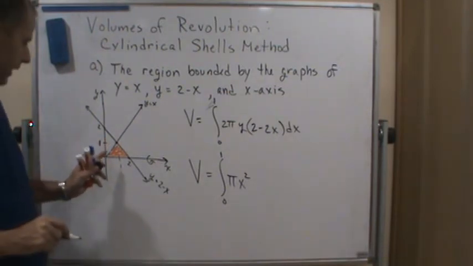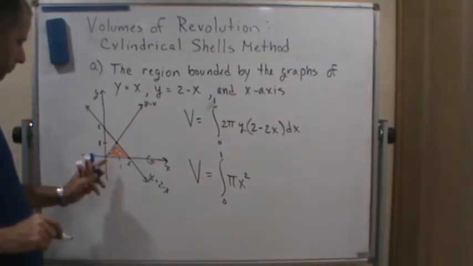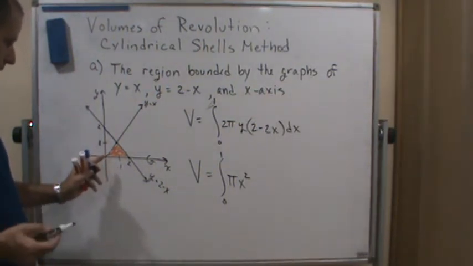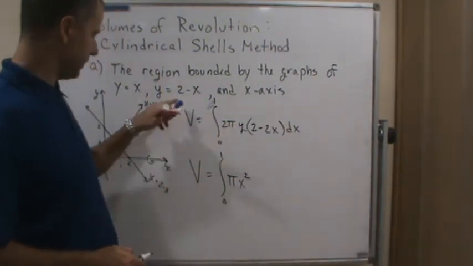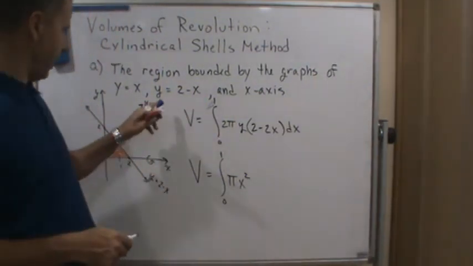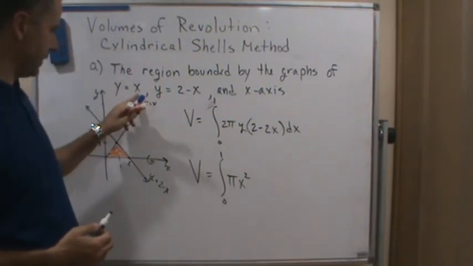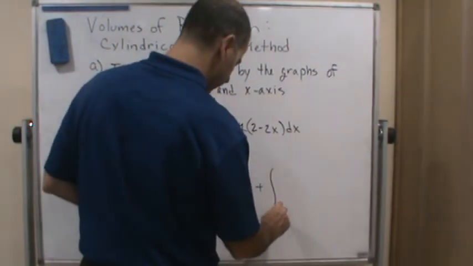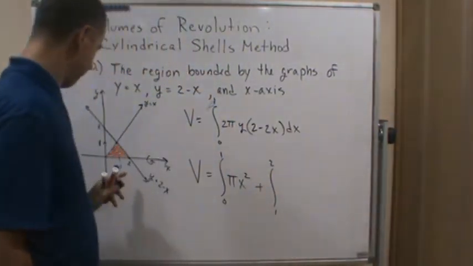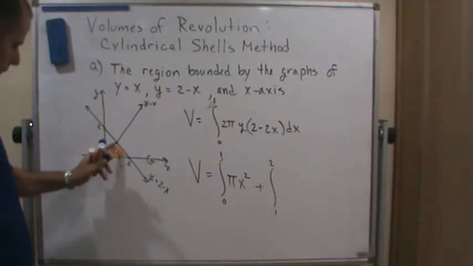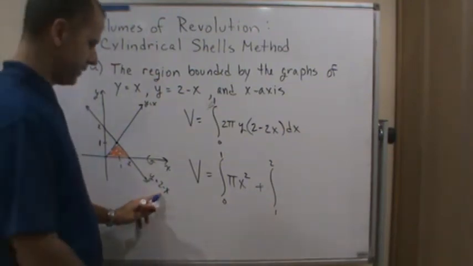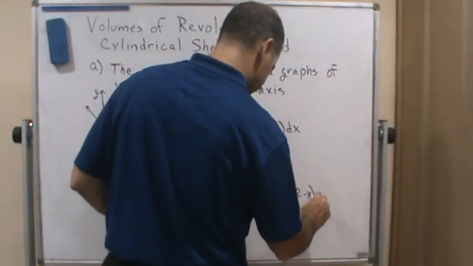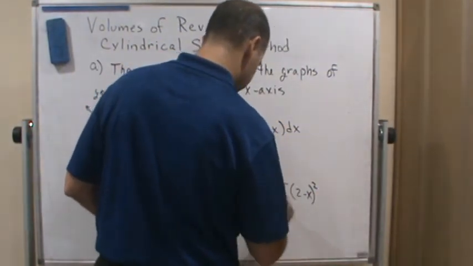Because you're doing the area of a circle. So it's pi r squared. So in this case, r is the function, f of x squared. And in this case, f of x is equal to x. So it's x squared. And then you're going to add another integral from 1 to 2, and that's going to be pi times 2 minus x squared. Oh, by the way, don't forget your dx's.